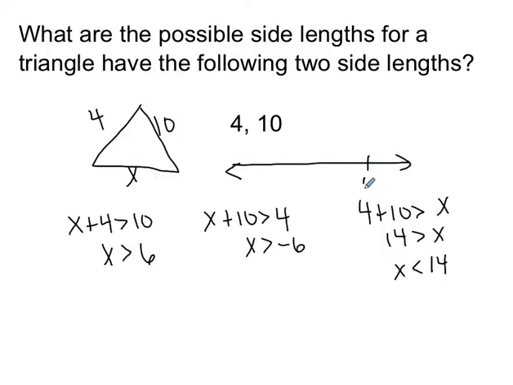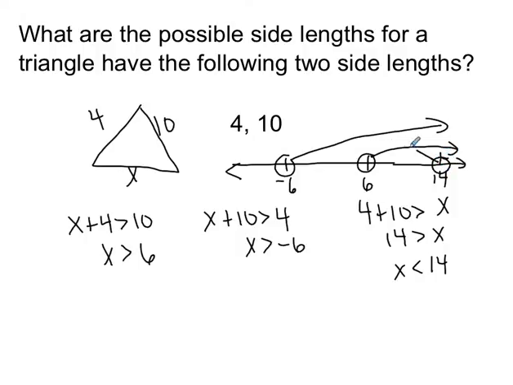I'm going to put my key values on here. I've got 6, 14, and I've got negative 6. Let's extend this a little bit. Okay, so I know that I have to have a value that's greater than 6, and I know that I have to have a value that's greater than negative 6, and my values have to be less than 14. And my goal is to find out where all three of those things are true. And you'll notice that all those possibilities intersect there. So x has to be between 6 and 14.